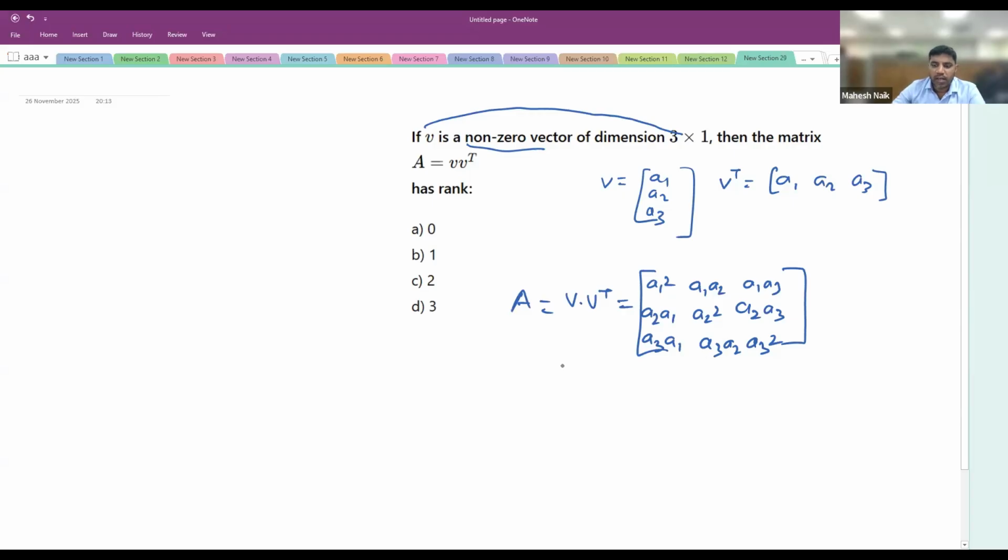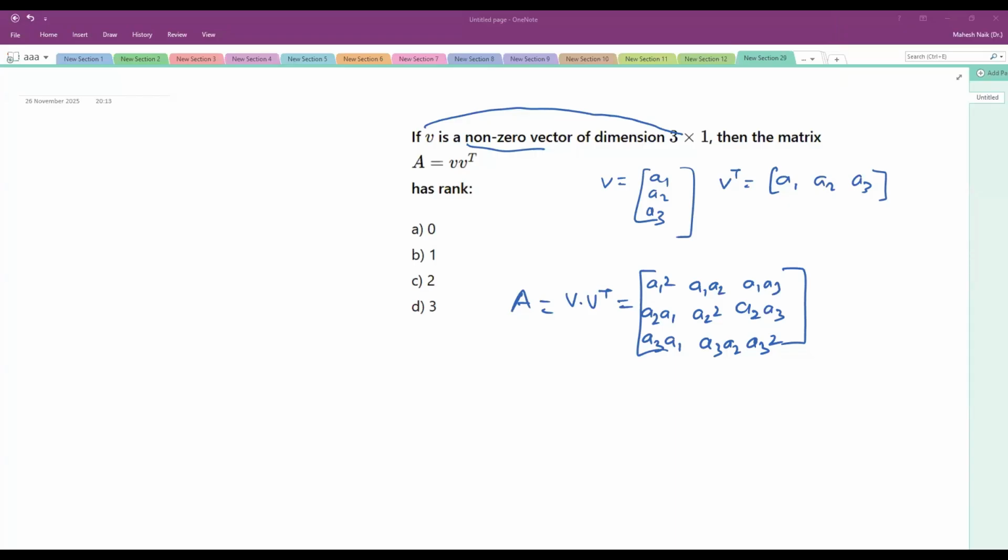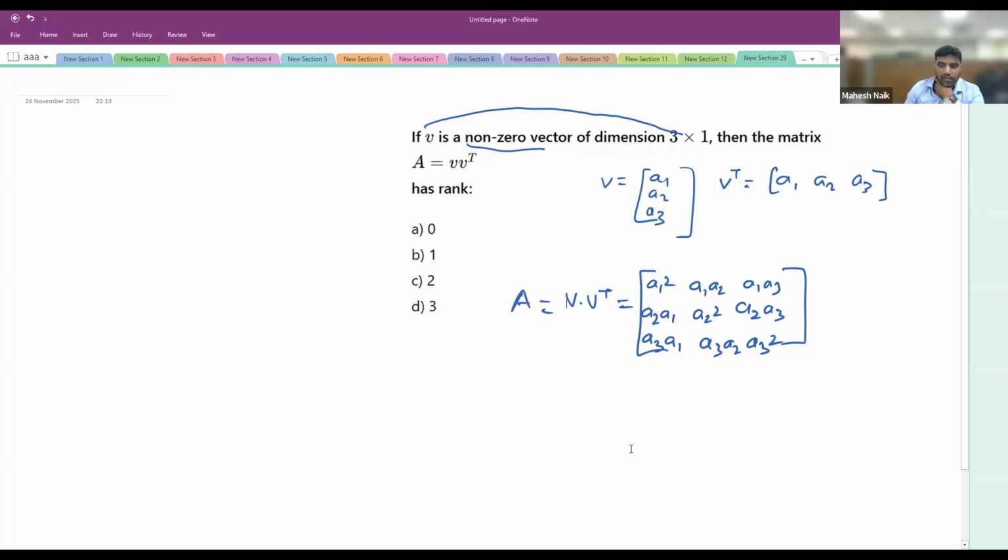So what will be the rank of this matrix? Sir, option A will be discarded, but B will be true, as we can put one non-zero row anywhere. So one is possible, and option B can be true and A is false.